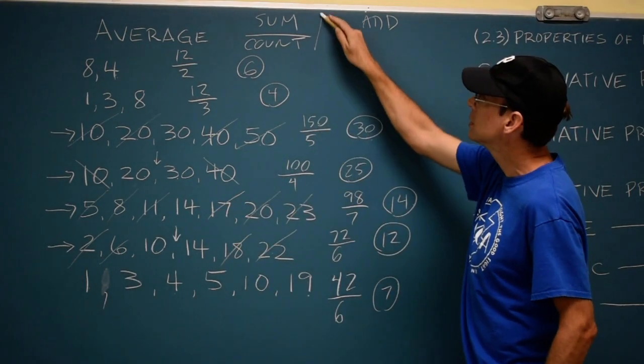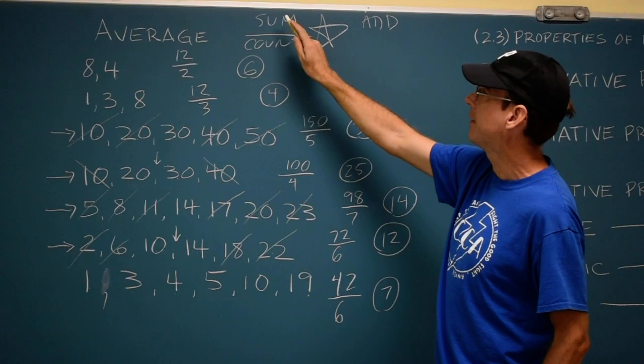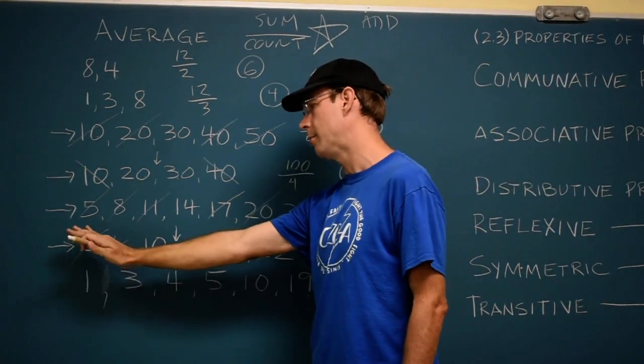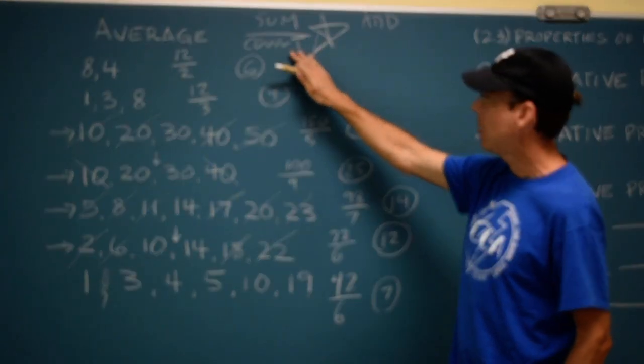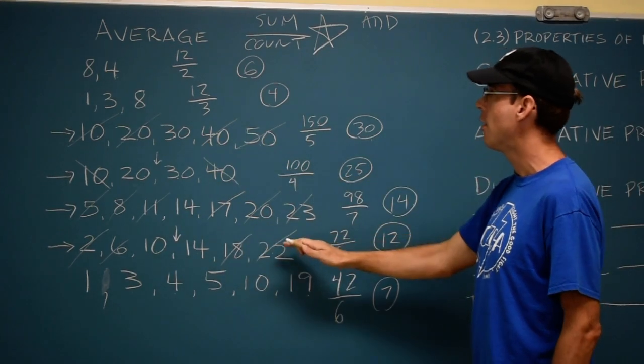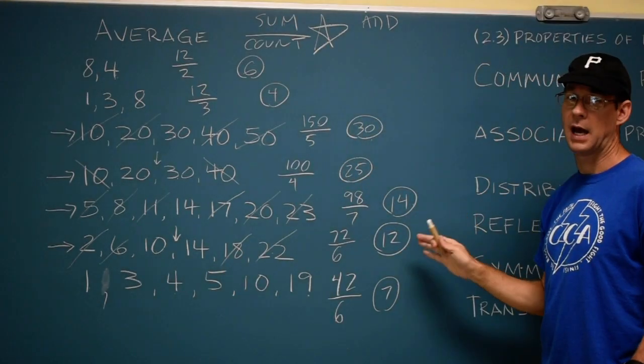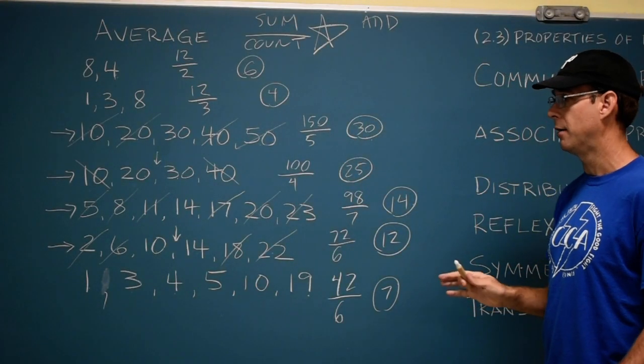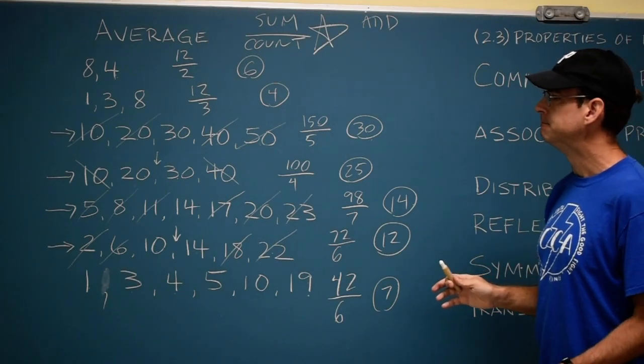Okay, what will always work is if you figure out the sum by adding up all the numbers, divide by a count of counting how many numbers there are, divide those results. That will work always for anything, no matter what you're doing.